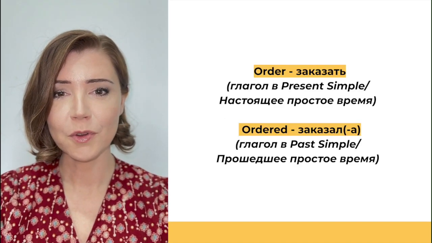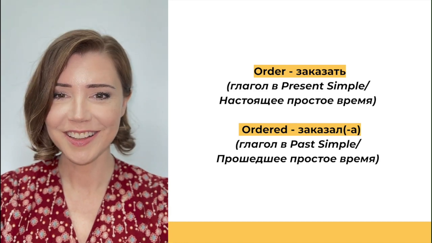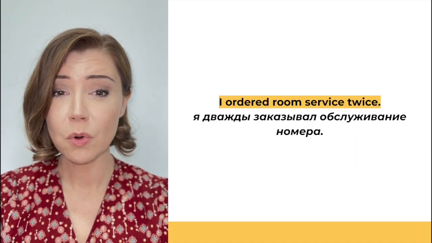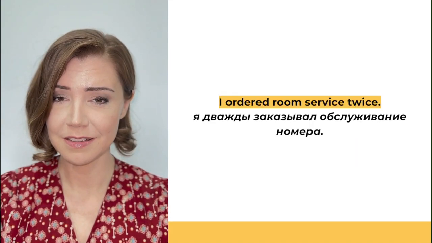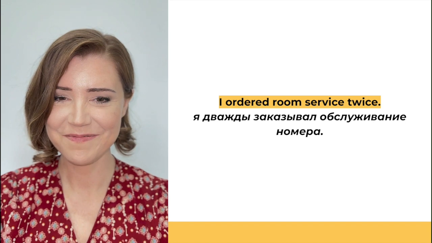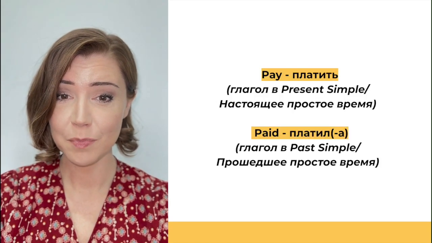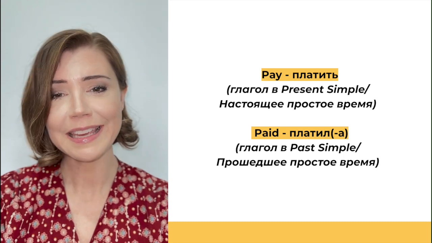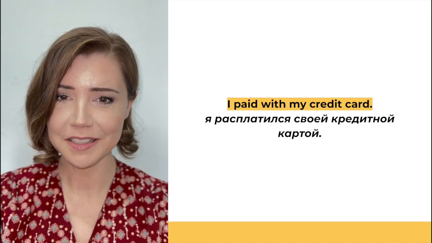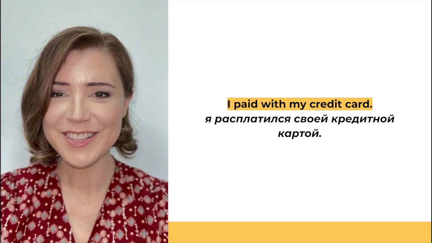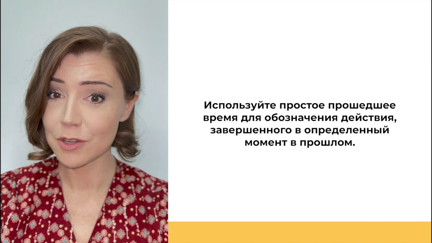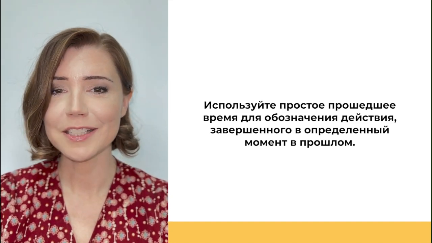The past simple of order is ordered. Here's an example. I ordered room service twice. And the past simple of pay is paid. I paid with my credit card. Use the past simple for actions you finished in the past at a specific point in time.